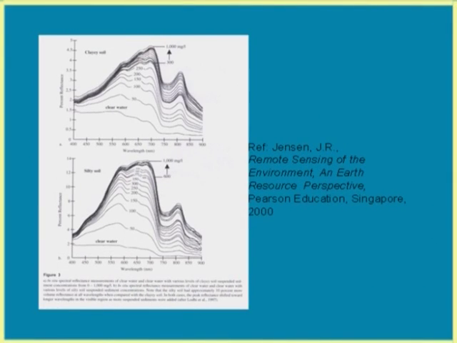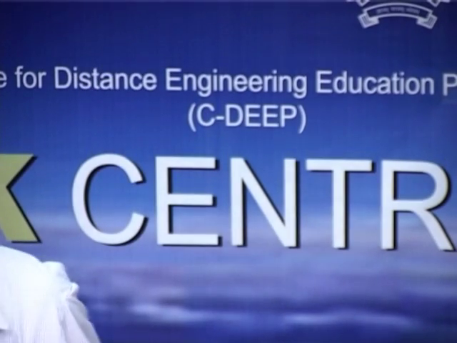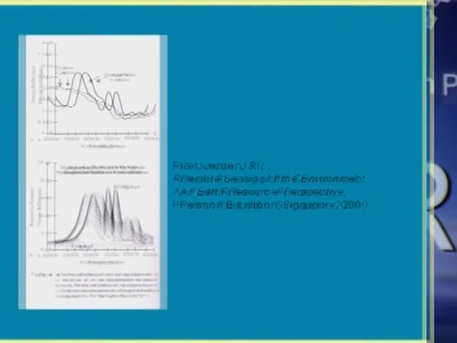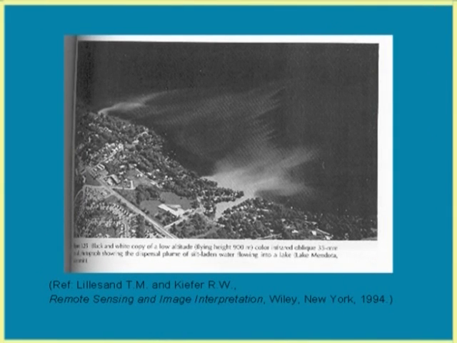And you can see how clay soil and silty soil differ from clear water with respect to the intensity. That is how the turbidity can be detected. Okay? And the algal concentration with respect to clear water, you can see how these reflectance curves keep changing. And you can see the thermal plumes. That is another important thing.